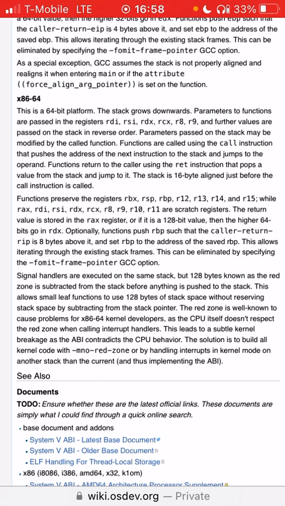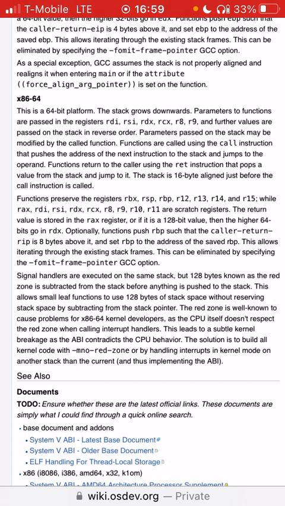Parameters passed on the stack may be modified by the called function. Functions are called using the call instruction that pushes the address of the next instruction to the stack and jumps to the operand. Functions return to the caller using the ret instruction that pops a value from the stack and jumps to it. The stack is 16-byte aligned just before the call instruction is called.